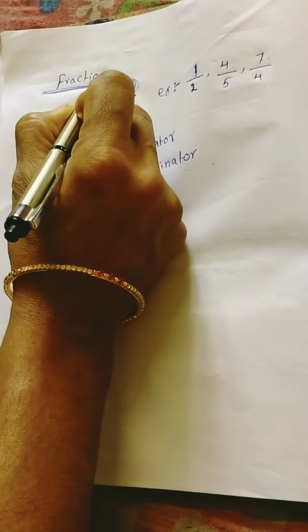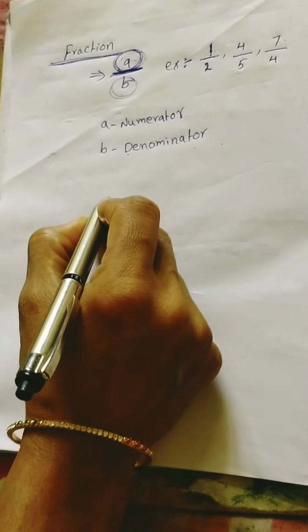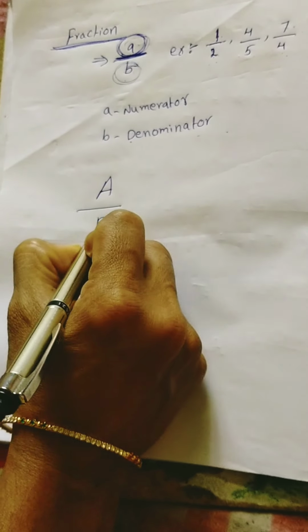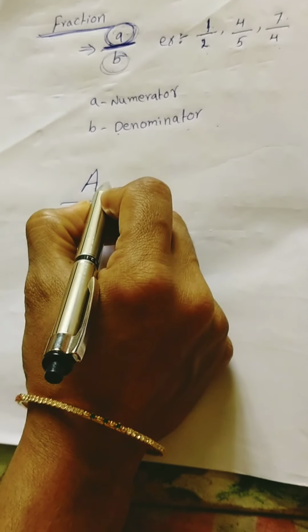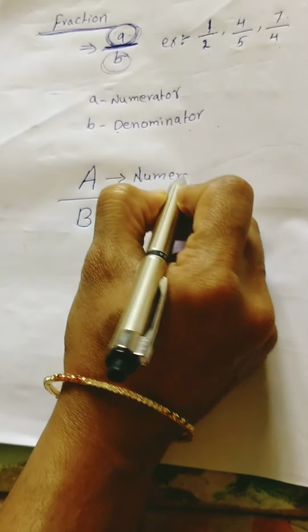Today's topic is fractions. First, let us see what a fraction is. A fraction is in the form of A by B. In A by B, A is called the numerator.